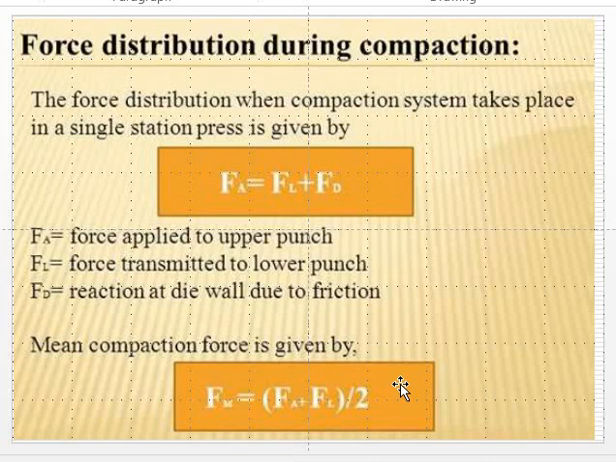So the total transmission of forces occurs from the upper punch to the lower punch, plus the reaction of your die wall cavity, because when we apply force on the material, that material may exert its pressure on the walls of the die cavity in which the material has been filled. The sum of both these forces is nothing but the total force applied by your upper punch. The mean compaction force can be calculated from both forces.